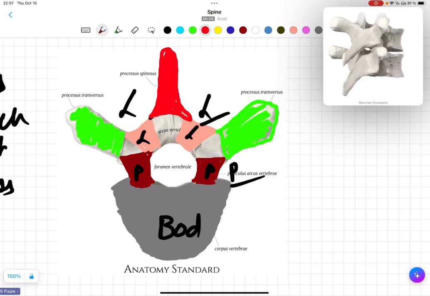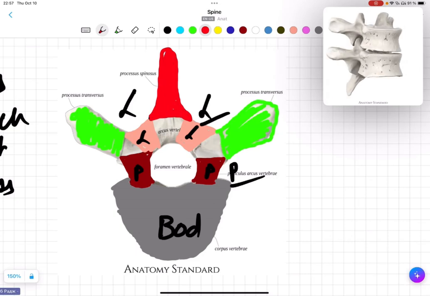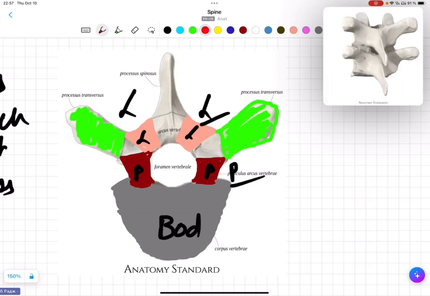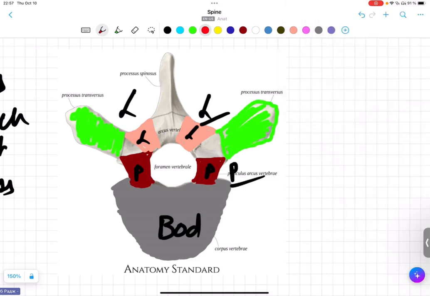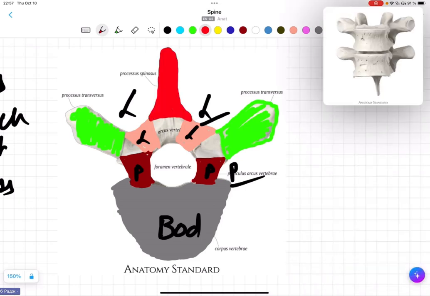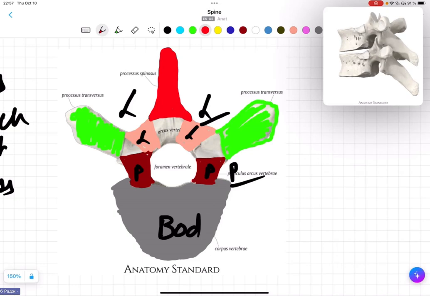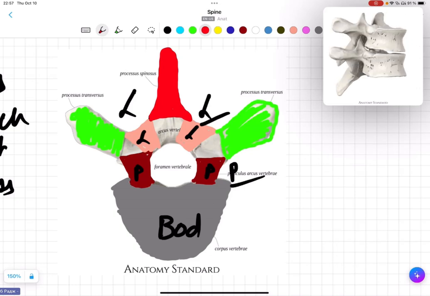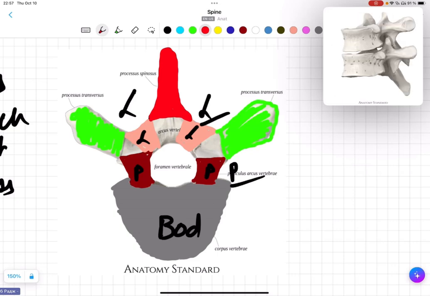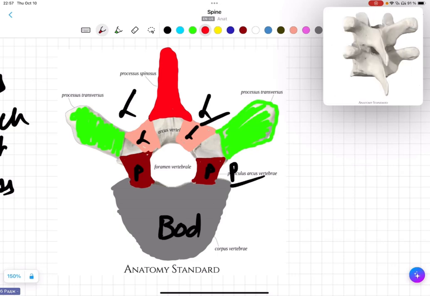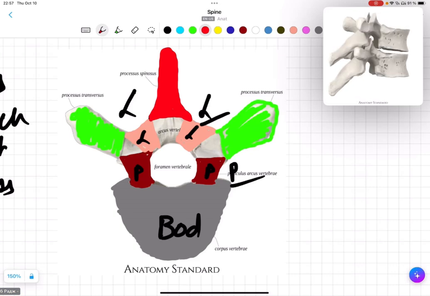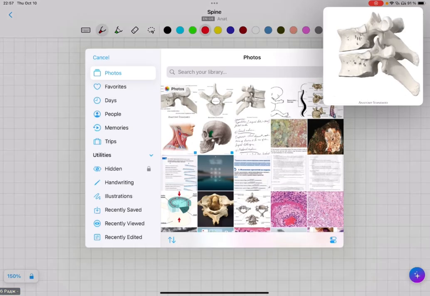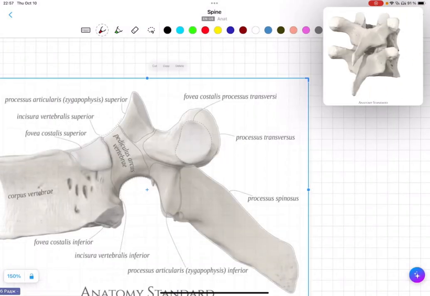Now, do you understand why we have different parts of the neural arc? Like we could have easily seen it like this is just the neural arc. Why do we need to give it like pedicel and lamina? Because between two lamina we have spinous process and between lamina and the pedicel we have transverse process. Did you understand this? Yes. This was superior view of our vertebrae.